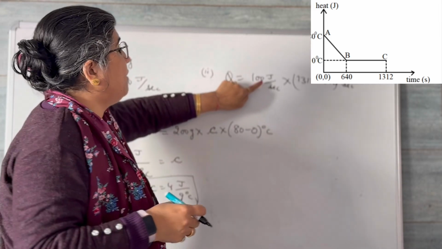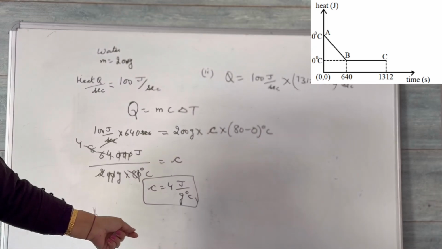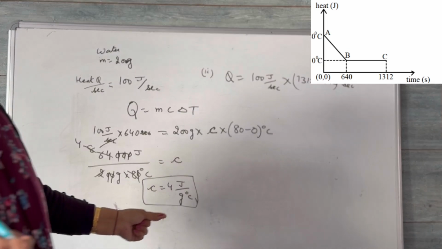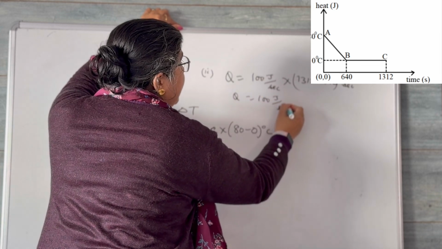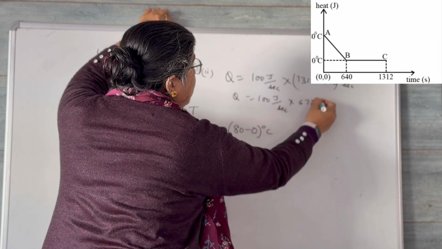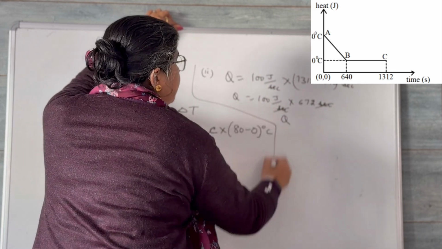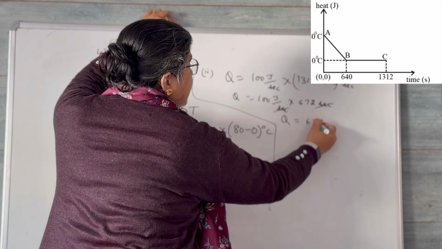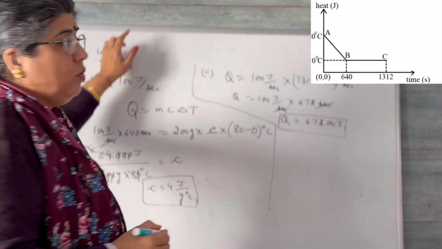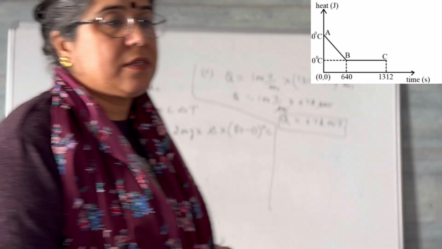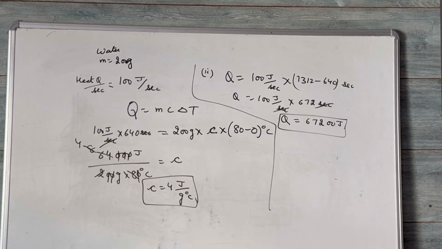So you have extracted 100 joule per second for how many seconds? 1312 minus 640. That is 672. 100 joule per second into 672 seconds. Second gone. So the heat extracted will be 67200 joules. 67200 joules. Are you understanding both the points? Second part, the temperature is not changing.